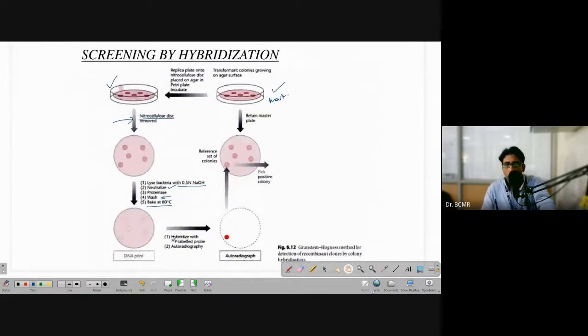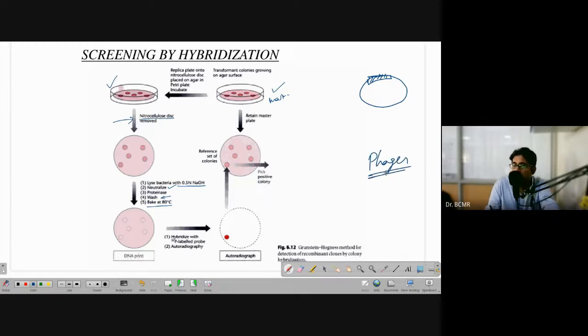Okay, not always do we make libraries on plasmids. This is a plasmid-based gene library. Sometimes we make libraries based on phages. Phages do not form colonies, right? Bacterial cells form colonies. What phages form are plaques.